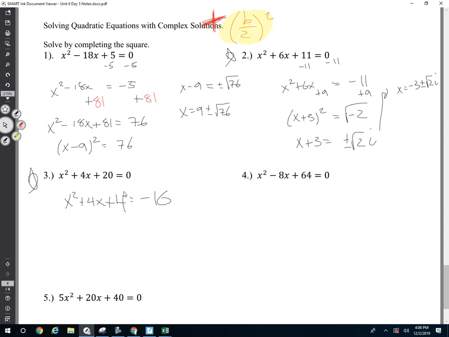This is a perfect square. The two numbers that add to get 4 and multiply to get 4 are 2 and 2. This is x plus 2 times x plus 2. This is x plus 2 squared. We square root both sides. We have plus or minus 4i. How do I know that's 4i? The square roots of negative numbers have to involve i. Square root of 16 is 4. Square root of negative 1 is i. My answers are negative 2 plus or minus 4i.